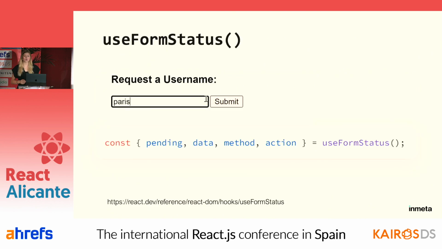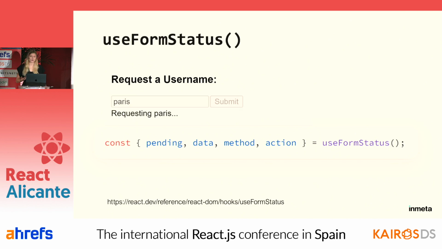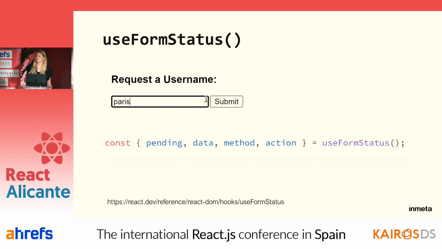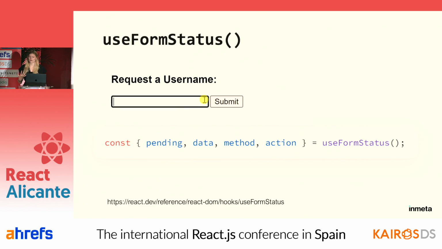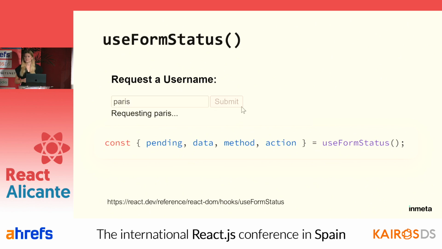useFormStatus is a hook that provides information about the last form submission. It must be used inside a form and can be used, for example, to disable a button or display inputted data while a form is submitting. It also enables progressive enhancement because without JavaScript, the button will still work fine, just not have any feedback.